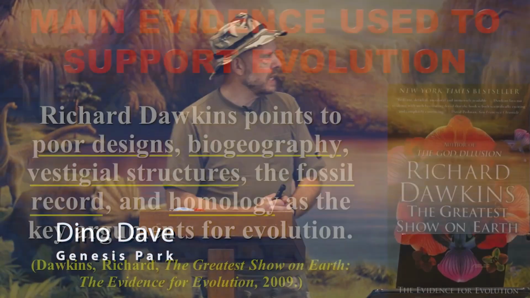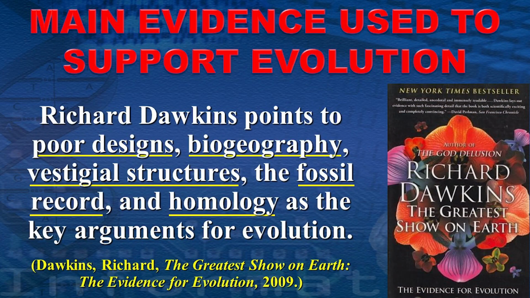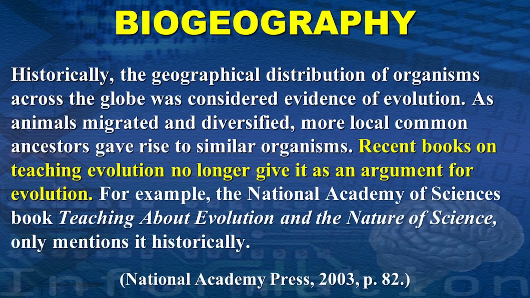Well, Richard Dawkins, in his book The Greatest Show on Earth, gives what I believe are the key arguments for evolutionary theory, the best evidence they have. He talks about poor design, and this goes all the way back to Darwin, pointing to poor designs and arguing that this couldn't have been created by a creator. And then biogeography and vestigial structures and the fossil record and homology. Let me rephrase things just a little bit into five key arguments for evolution. You read the evolutionist books of people like Richard Dawkins and others, and you're going to get these five pretty consistently mentioned. The first one is biogeography.